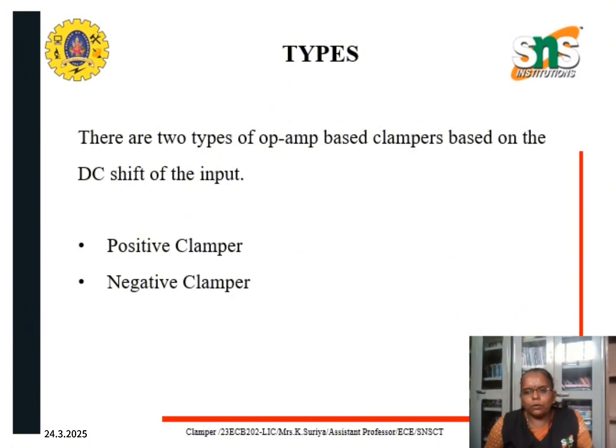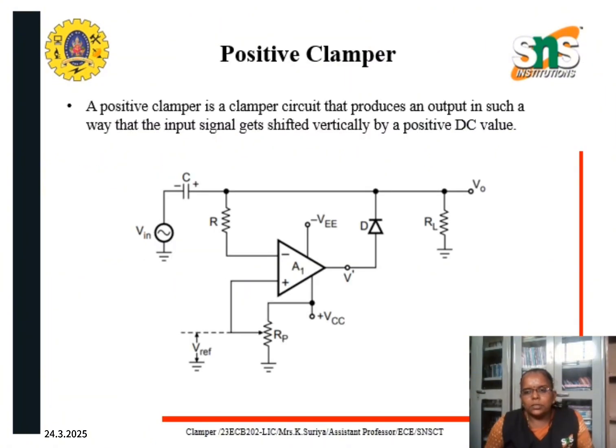There are two types of op-amp based clampers based on the DC shift of the input. One is the positive clamper and the other one is the negative clamper. So this is a circuit diagram of a positive clamper. A positive clamper is a clamper circuit that produces an output in such a way that the input signal gets shifted vertically by a positive DC value.